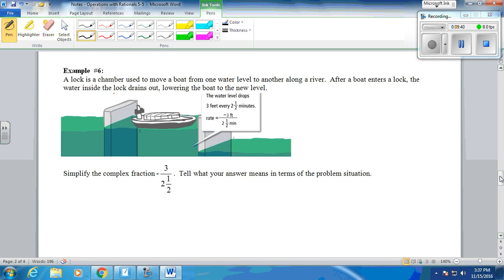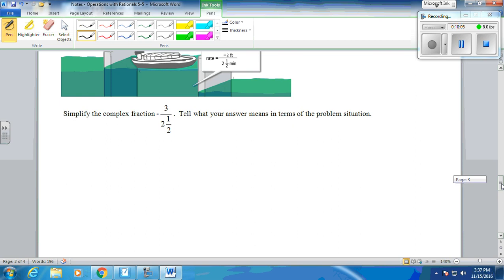So for number 6, they're saying that a lock is a chamber used to move a boat from one water level to another along a river. After a boat enters a lock, the water inside the lock drains out, lowering the boat to the new level. So if the water level drops 3 feet every 2.5 minutes, the rate is negative 3 feet divided by 2.5. So they would like us to simplify the complex fraction and then tell what your answer means for the problem in this situation.